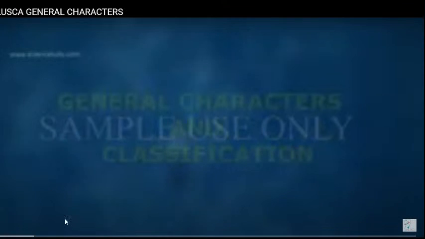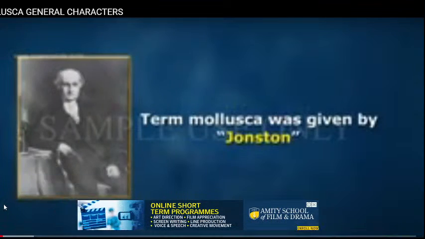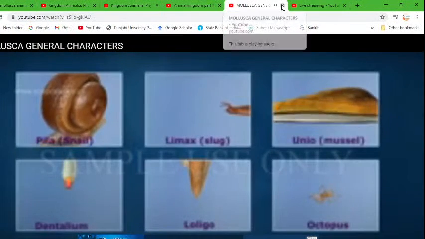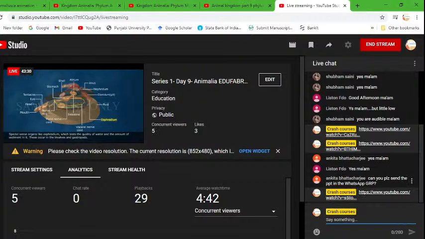Mollusca. General characters and classification. Term Mollusca was given by Johnston. Phylum Mollusca includes... I will share the PPT in the group also. So this is basically the phylum Mollusca.